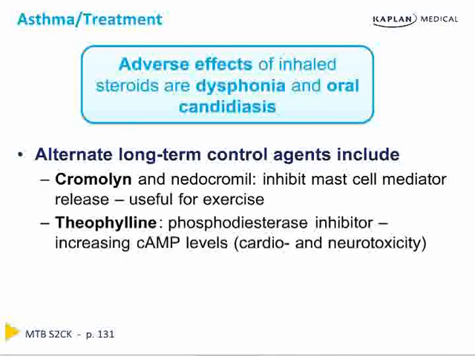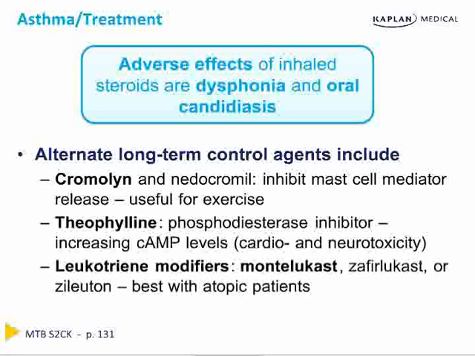This is a phosphodiesterase inhibitor, and by inhibiting phosphodiesterase, you increase levels of cyclic AMP in the lungs, and therefore can increase the degree of bronchorelaxation. However, theophylline has known cardio and neurotoxicity, both of which can be tested on the USMLE Step 2.